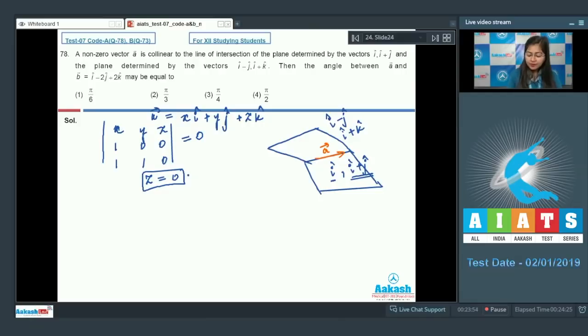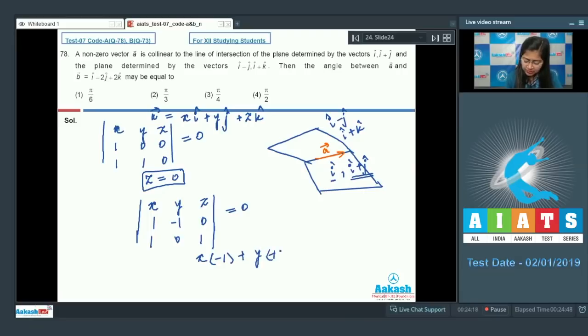Also vector A, i cap minus j cap and i cap plus k cap are coplanar. So again we can say that the determinant of x, y, z, 1, minus 1, 0, 1, 0, 1 is equal to 0. So from here we get that x into minus 1 plus y into minus 1 plus z into 1 is equal to 0.